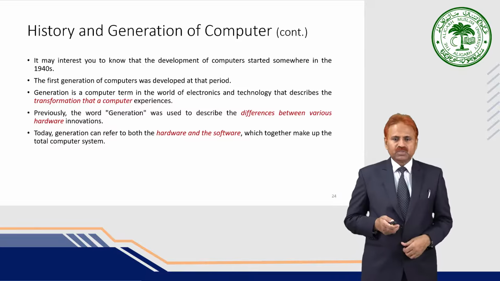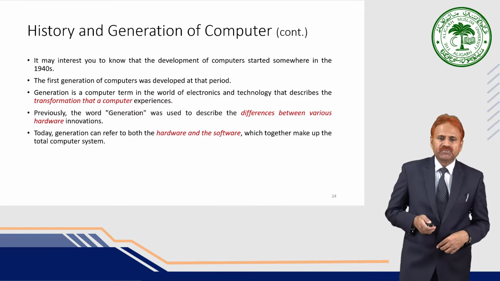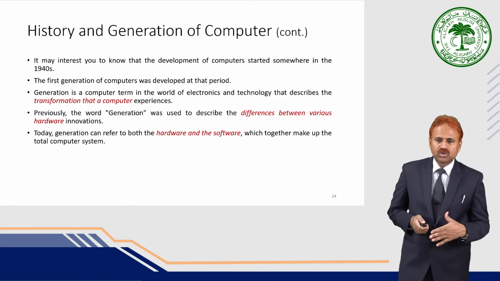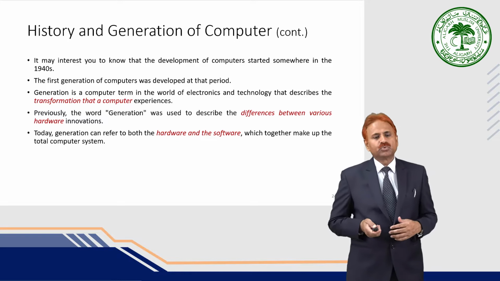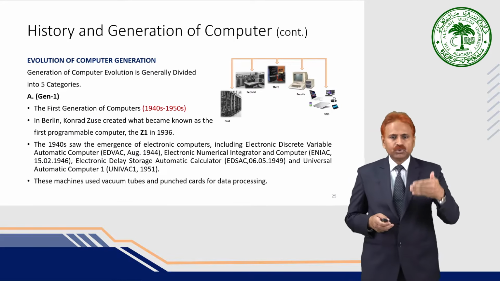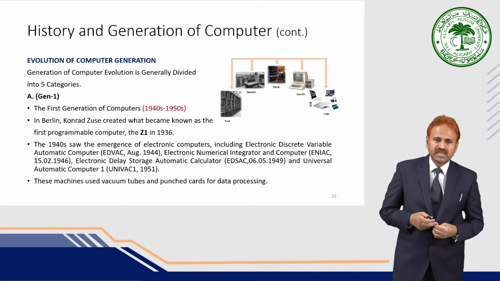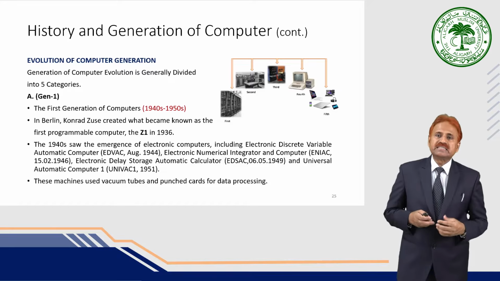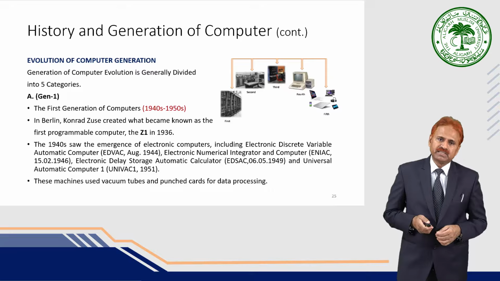Previously, the word generation was used to describe the difference between various hardware innovations. Today, generation can refer to both the hardware and the software, which together make up the total computer system. Now we will discuss the evolution of computer systems generation wise. So the generation of computer evolution is generally divided into 5 categories.